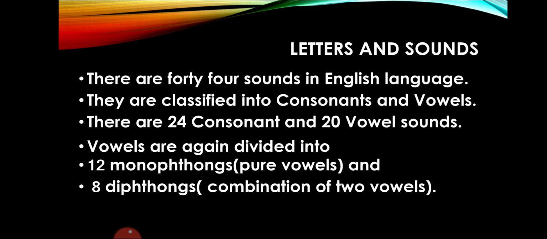Now let us see how many letters are there and how many sounds are there in English. There are 44 sounds in English language. They are classified into consonants and vowels. There are 24 consonants and 20 vowel sounds. Again, vowels are divided into 12 monophthongs, pure vowels, and 8 diphthongs. It's a combination of 2 vowels.